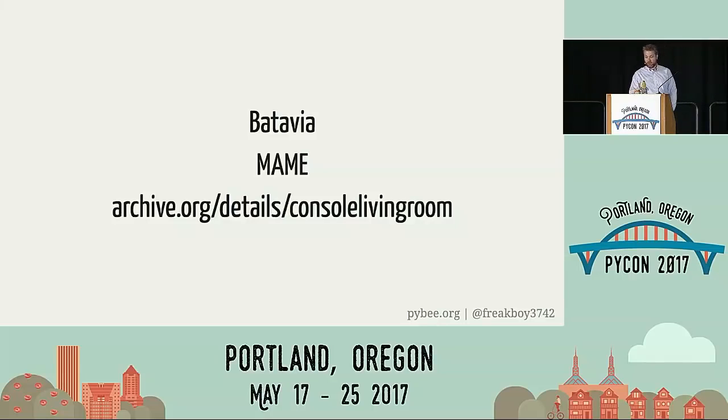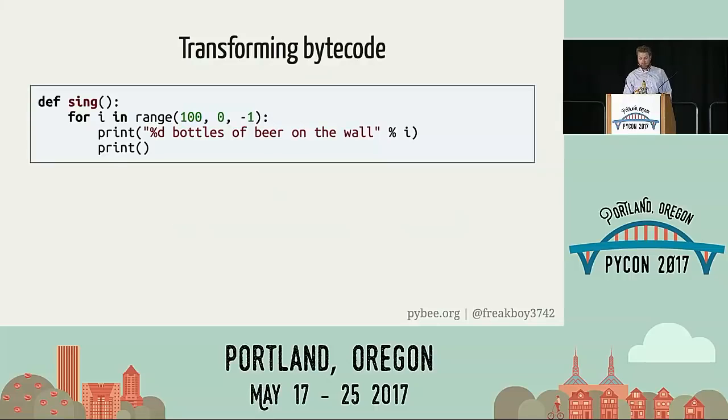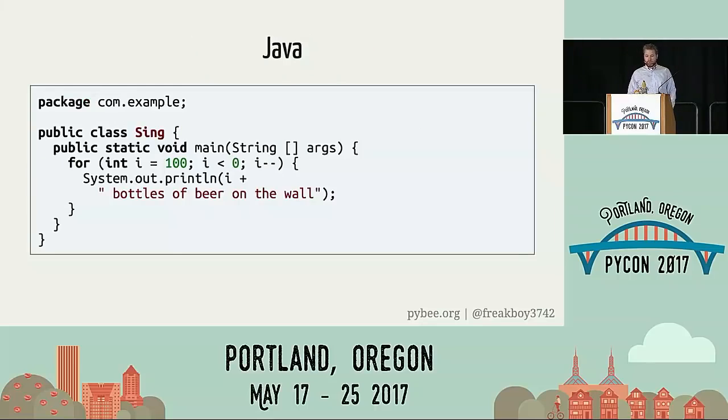Okay, so what else can you do? Well, you can try transforming code at the compiled binary level. Let's go back to our example program. We've written it in Python here, but we could have written it in many other languages, like, for example, Java. Okay, so here's some Java interpretation of exactly the same program. We compile this with javac, and we'll get a Sing.class file. And if we look into that class file, what do we see?